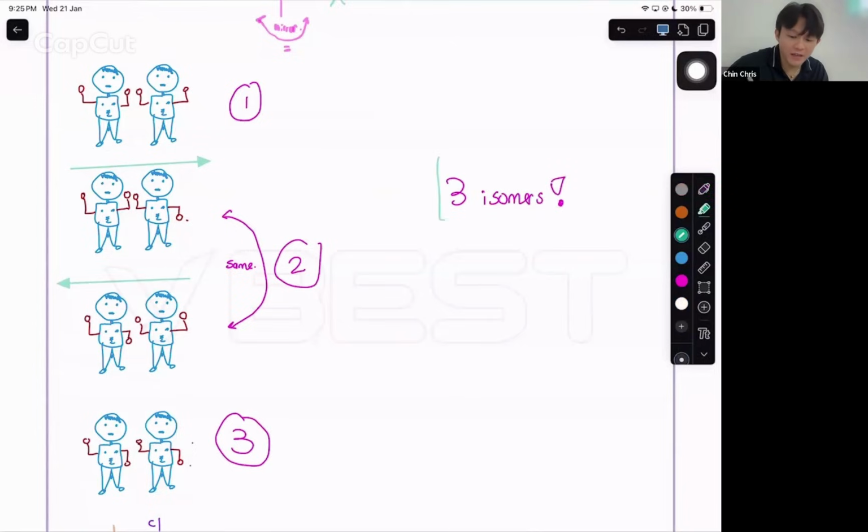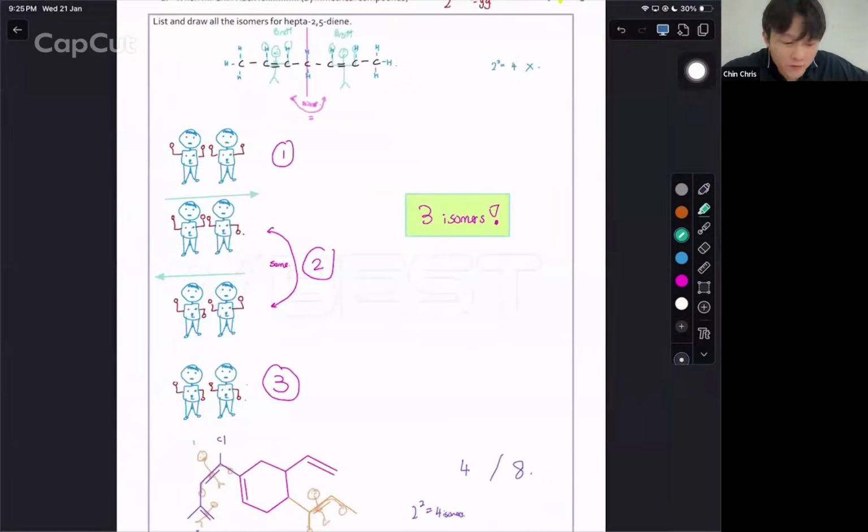Clear? So guys, again, when you have a symmetrical molecule, your total number of isomers will drop by 1. You have an odd number. Okay, understand or not?